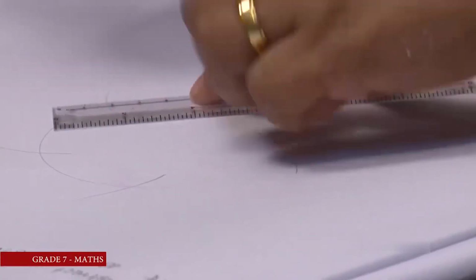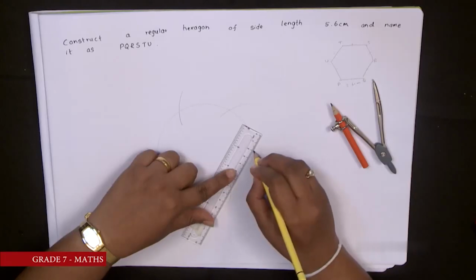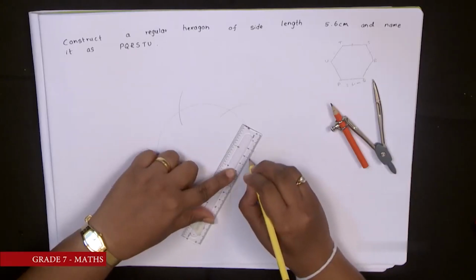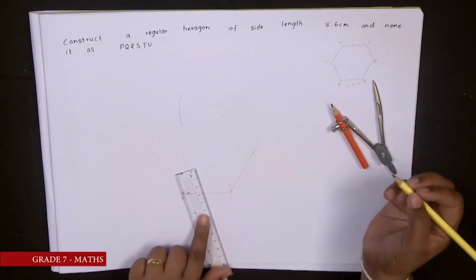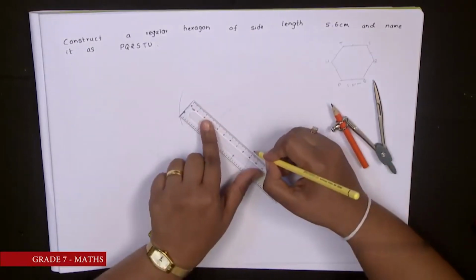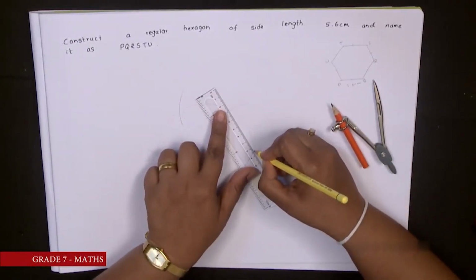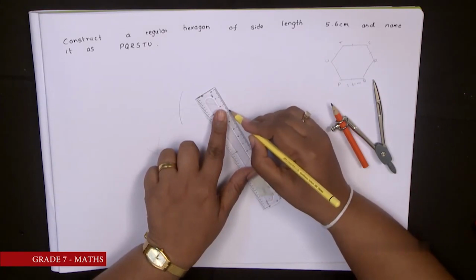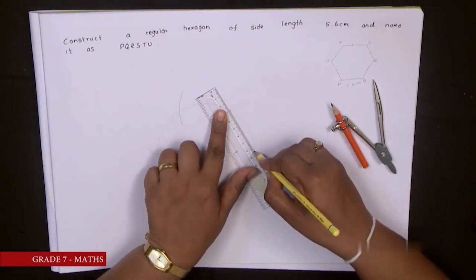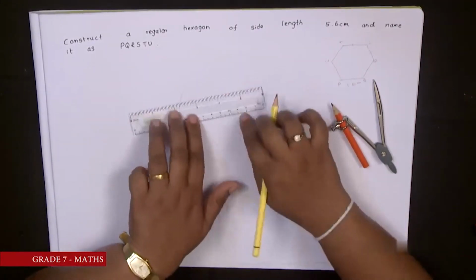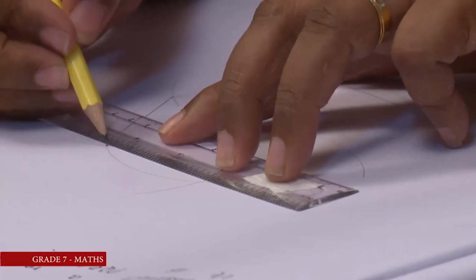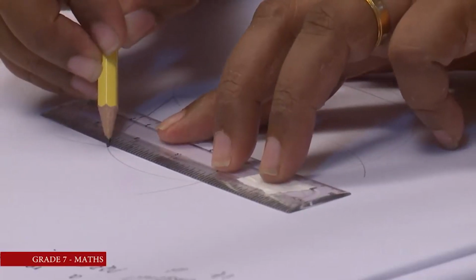Now, one side is constructed. The second side is also constructed. The third side is also constructed. Likewise, we have to join all 6 points.